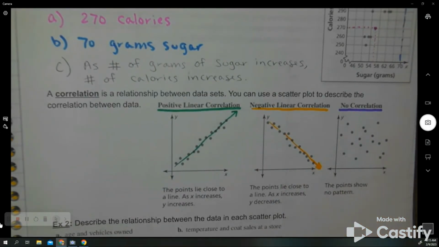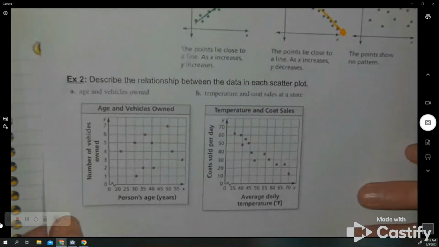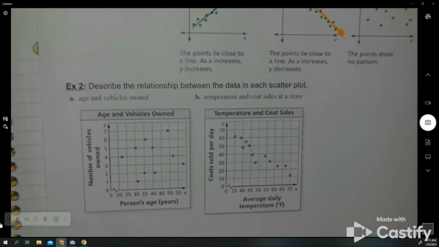So there's no real line or cluster that you can see to tell us whether it's positive or negative. So we would say no correlation for that one. So let's take a look at two graphs in example 2. We're going to describe the relationship between the data in each scatter plot.